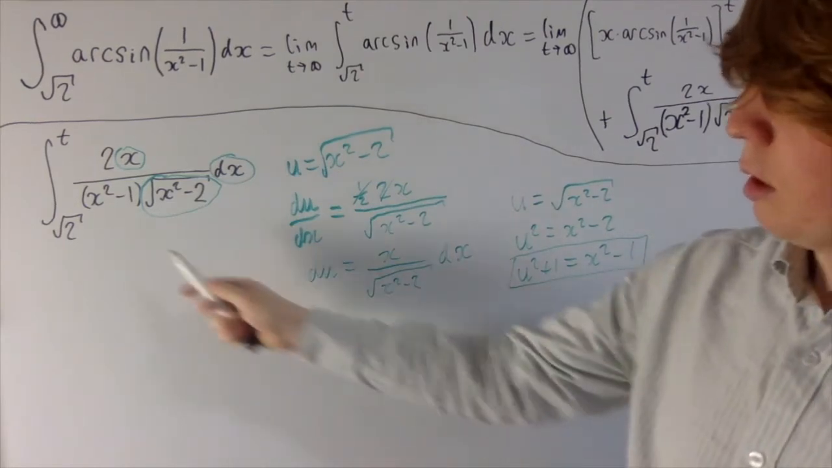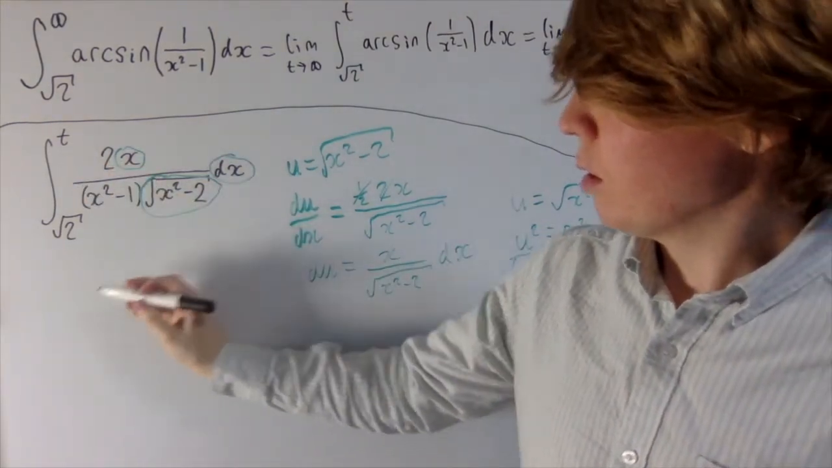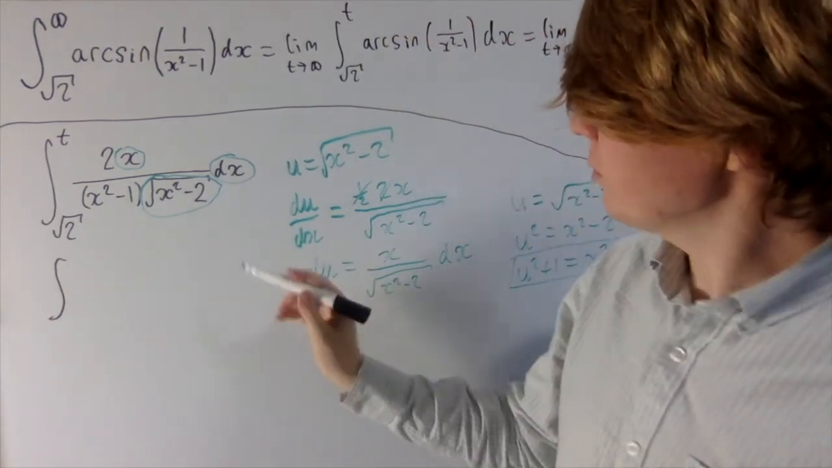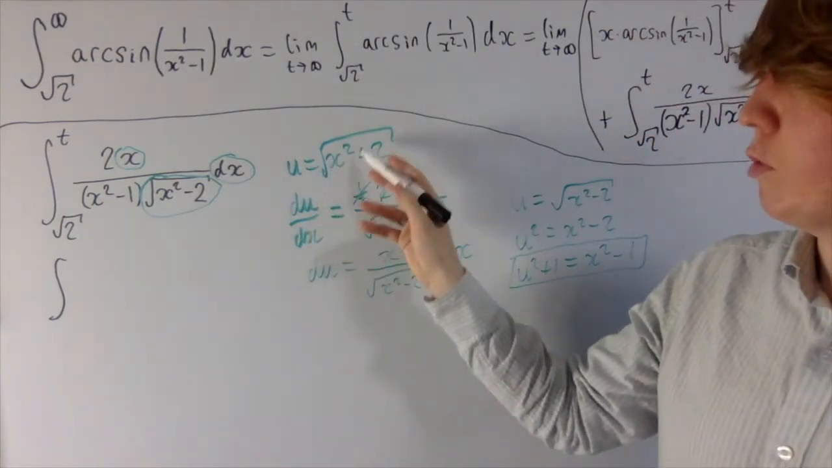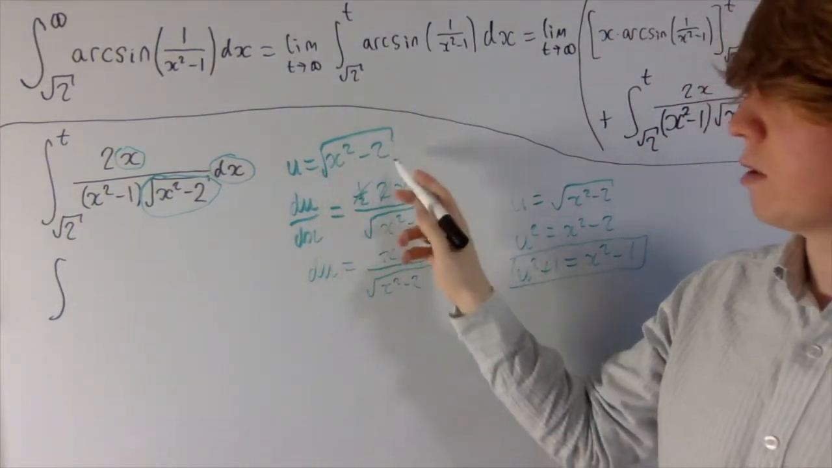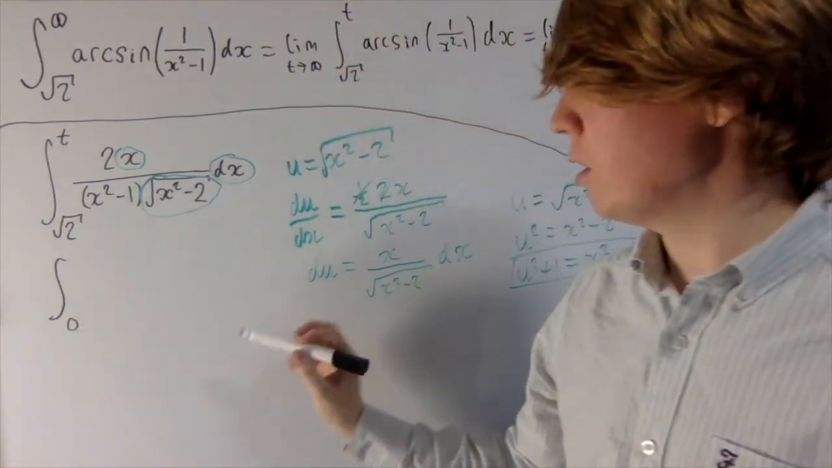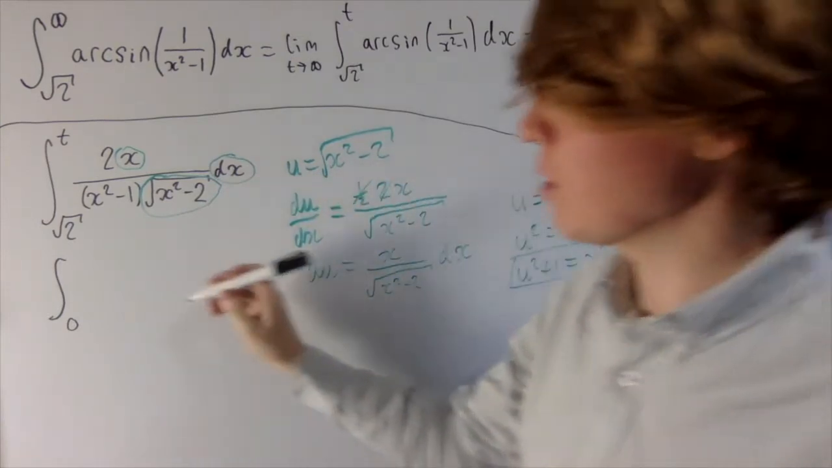So now we need to deal with this root 2 and t. So changing variables then from x to u. When x is equal to root 2, u is going to be the square root of root 2 squared minus 2. So 2 minus 2 gives us 0. The square root of 0 is 0. And then when x is t, u is just going to be root t squared minus 2.